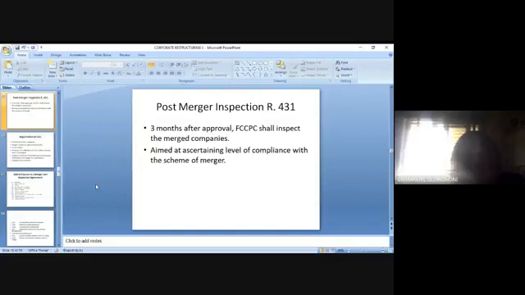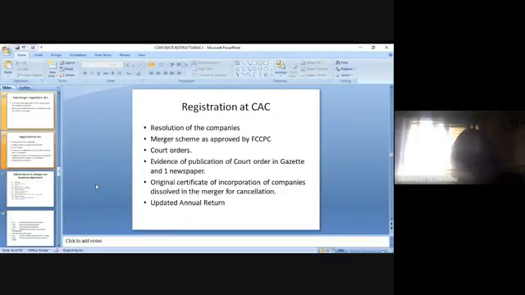Then it is expected that the new company coming out of the merging exercise registers at the Corporate Affairs Commission, updated with their updated annual return, the original certificates of incorporation of the companies dissolved in the merger for cancellation, and the evidence of publication of the court order in the Gazette and national newspaper, the court order.